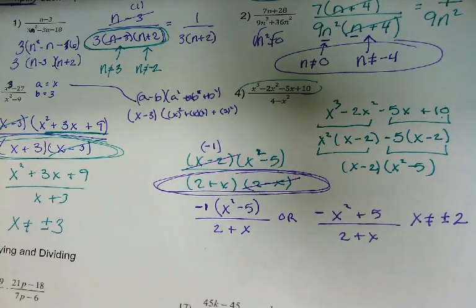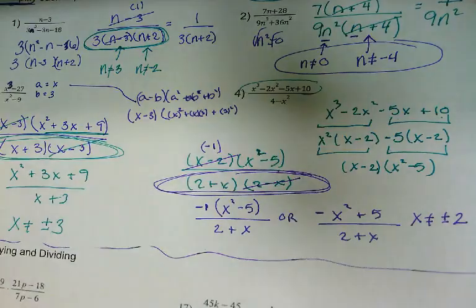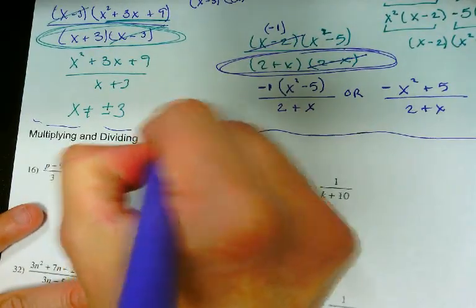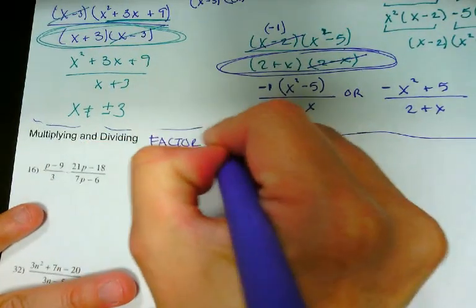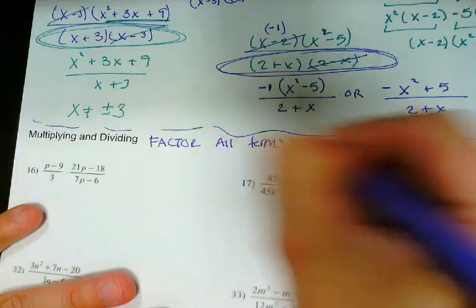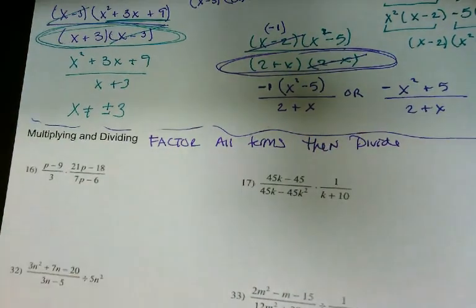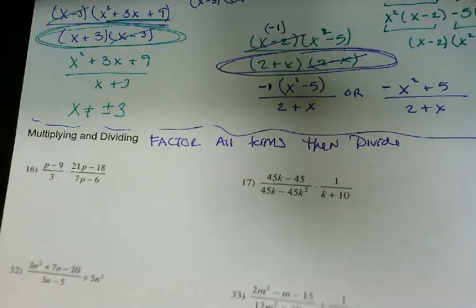All right, so the first day, that was all we did the first day. We had a ton of simplifying. The next day we hit multiplying and dividing. So just the rules for multiplying and dividing is you factor every term, factor all terms, then cancel or divide. Okay, you want to factor every term and then divide.